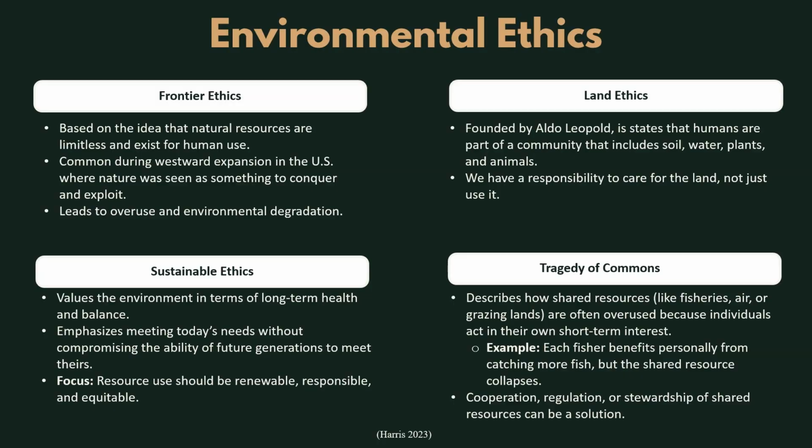Next is land ethics, developed by Aldo Leopold. Leopold argued that humans are a part of a larger community that includes soil, water, plants, and animals. Instead of seeing ourselves as separate from nature, land ethics encourages respect and care for the land. Examples include restoring wetlands or planting native vegetation, actions that improve ecosystems rather than simply extracting them. Leopold's book, A Sand County Almanac, had a major influence on conservation thinking when it came to the creation of protected land.